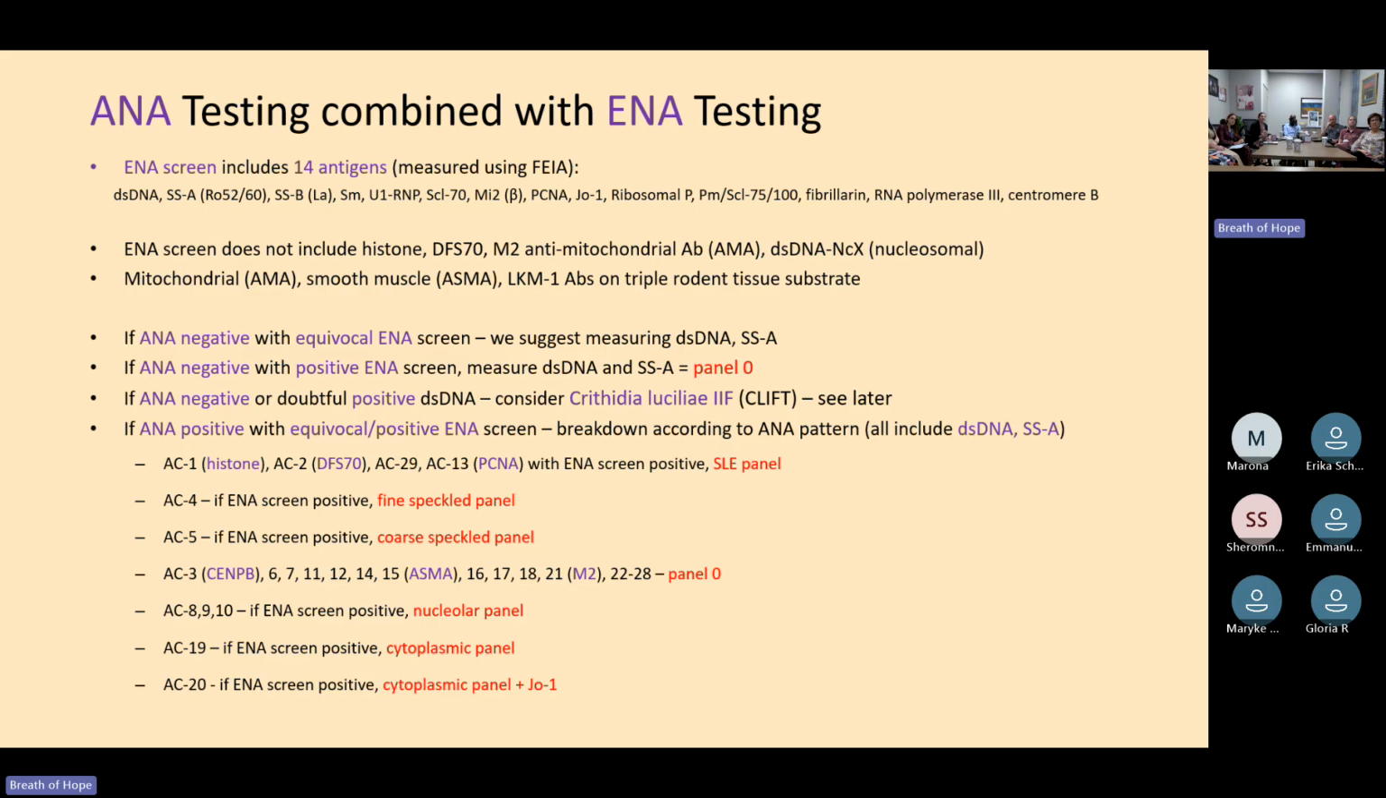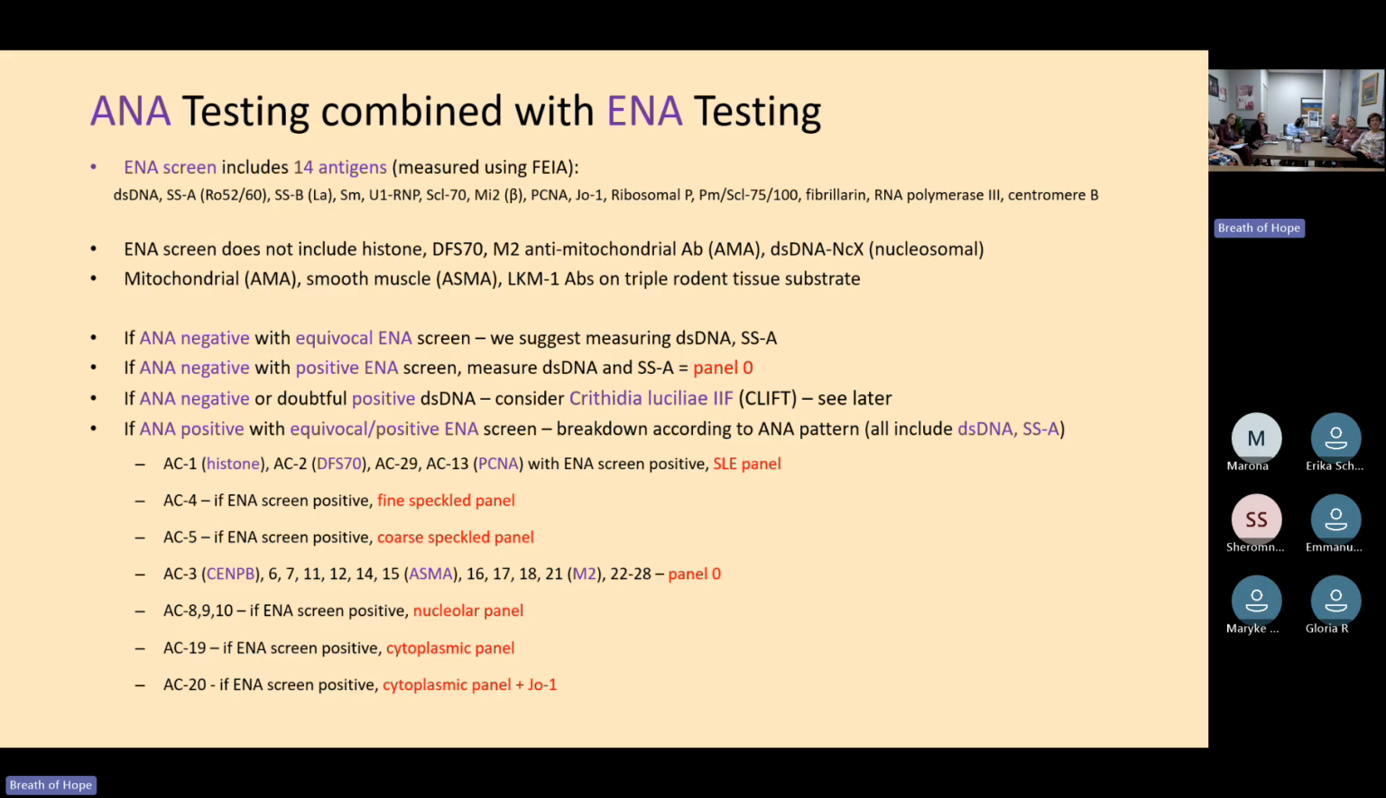So how it basically works: if the ANA is negative and your ENA is equivocal, we will suggest to the clinician on our report that you do double-stranded DNA and SSA. If the ANA is negative with a positive ENA, then we actually measure those two. Those are the ones that are most likely to actually be positive. I'm going to say a little bit more about Crithidia later on, on the next slide.